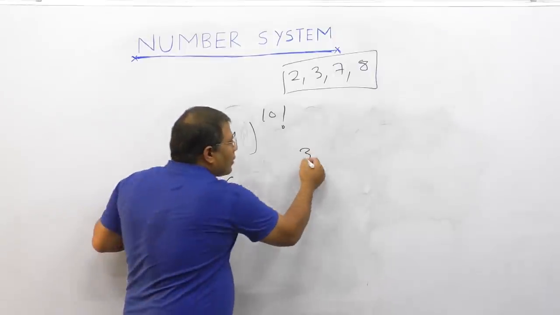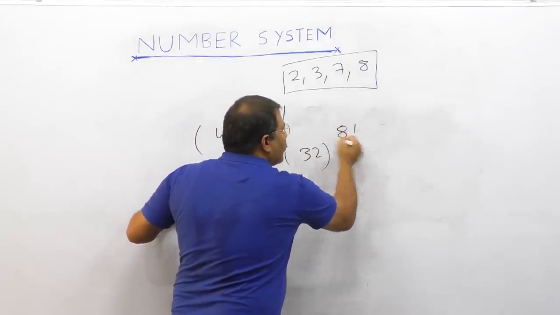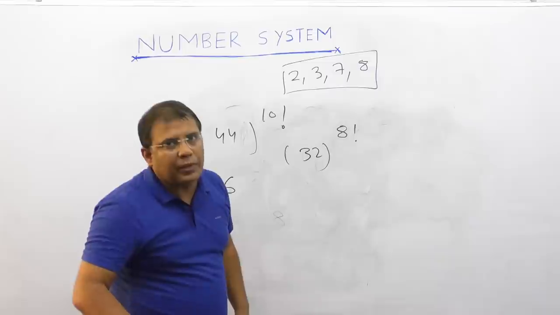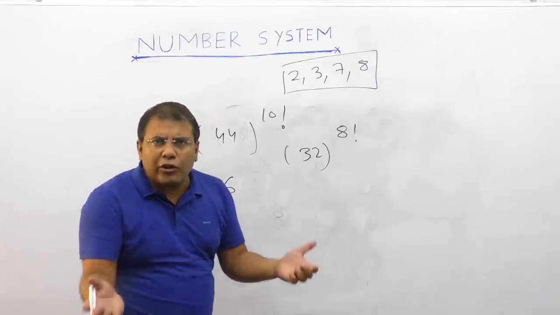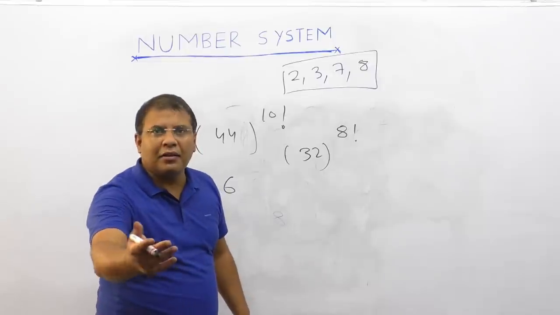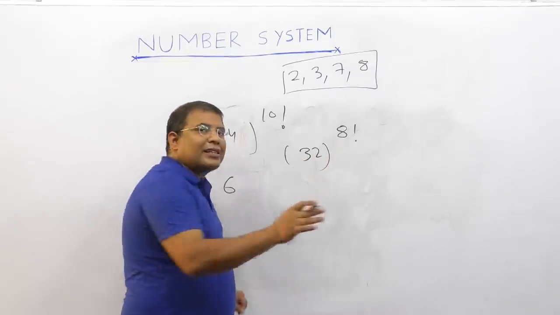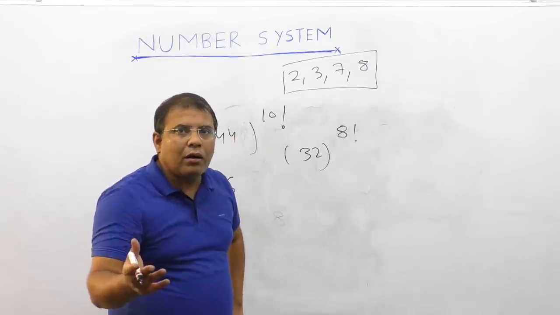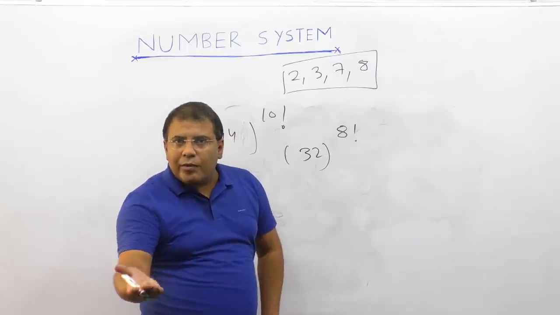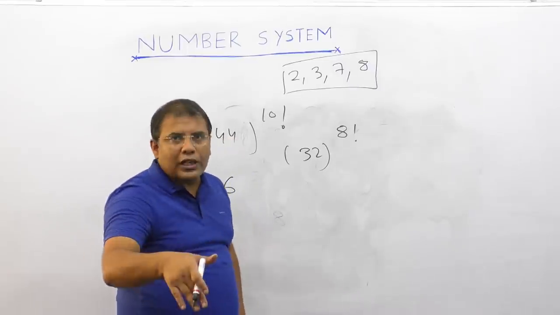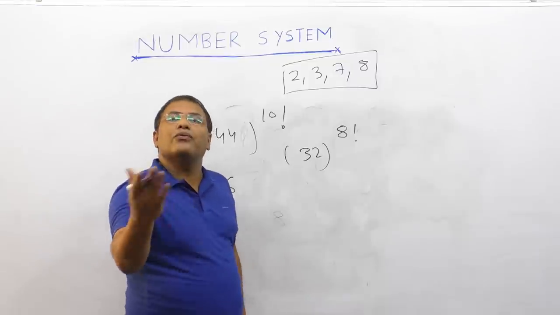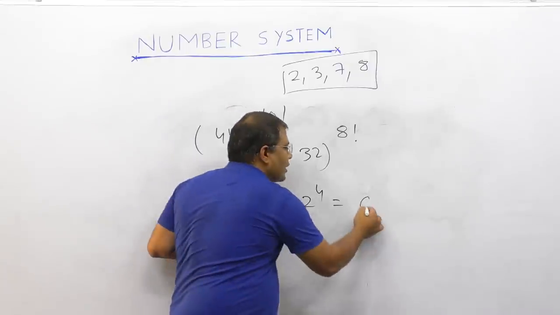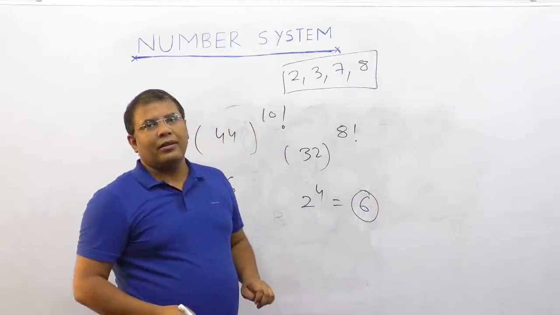क्वेश्चन आया 32 टू द पावर 8 फैक्टोरियल, 32 टू द पावर 8 फैक्टोरियल का यूनिट प्लेस का डिजिट बताओ. देखने में फिर से ये मुश्किल सा क्वेश्चन लग रहा है लेकिन ये बिल्कुल आसान है क्योंकि आपको 8 के पावर की साइक्लिसिटी कितने की चलती है, 4 की. 8 फैक्टोरियल क्या 4 से डिविजिबल होगा? ऑफ कोर्स होगा, 8 फैक्टोरियल इज डिविजिबल बाय 4, तो डिविजिबल बाय 4 हो जाएगा तो हम क्या लेंगे, 2 टू द पावर 4. तो हमें यहां क्या लिखना था, 2 टू द पावर 4, 2 2 4, 2 8, 2 16, यूनिट प्लेस का डिजिट क्या है, 6.